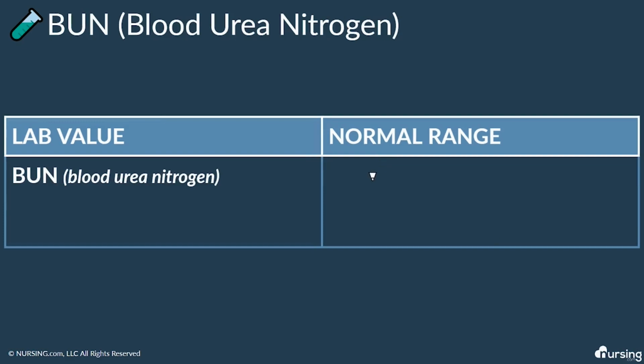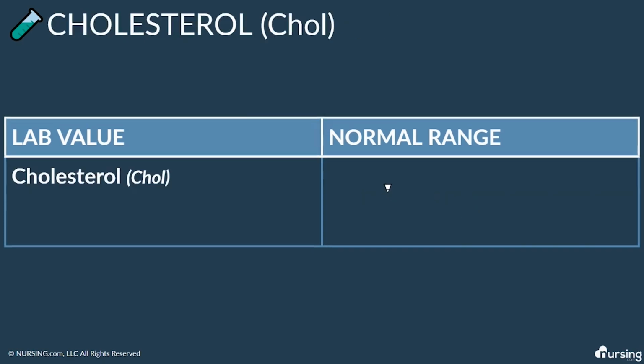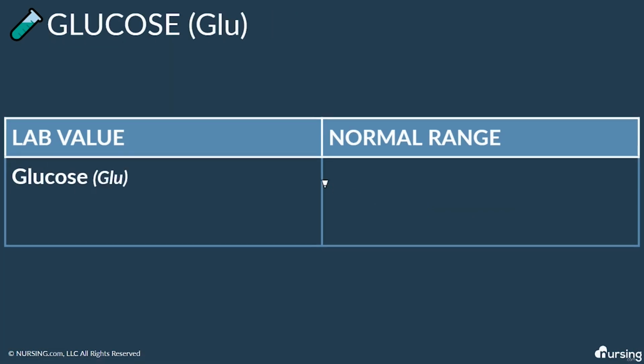Now, for BUN, what's the number we need to know? We need to know 7 to 20. For cholesterol, we want it less than 200. Once it gets over 200, we start being worried about our patient and their cholesterol level. For glucose, we want it to be 70 to 115. Again, you might see values slightly different at your institution or in your textbook, but for NCLEX, look at 70 to 115.